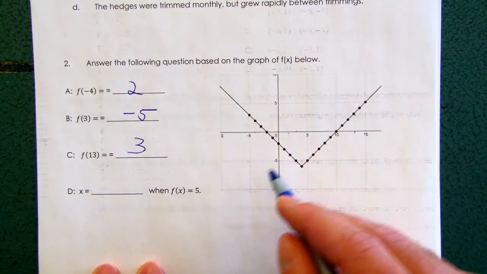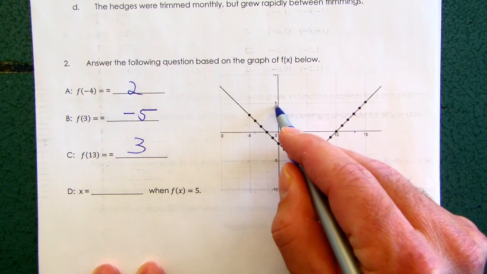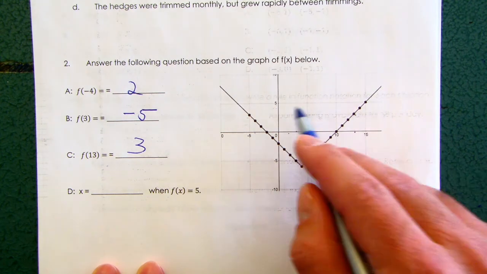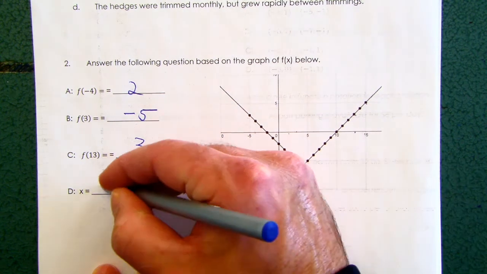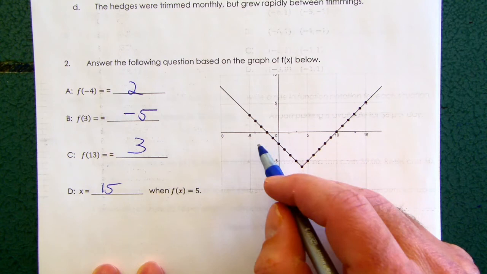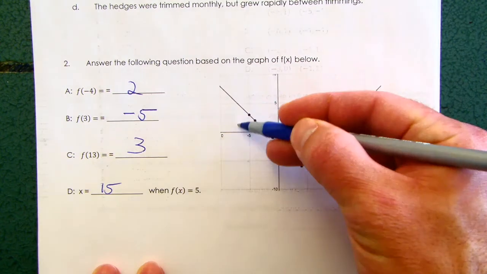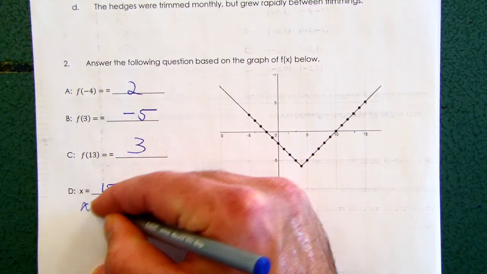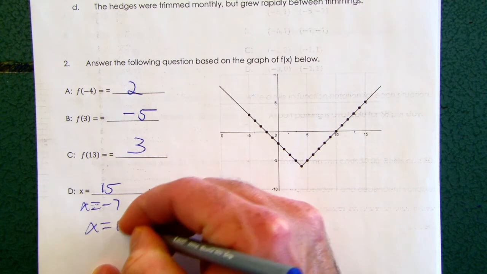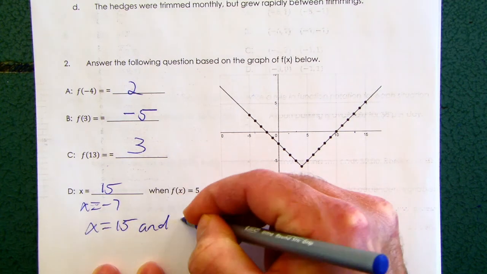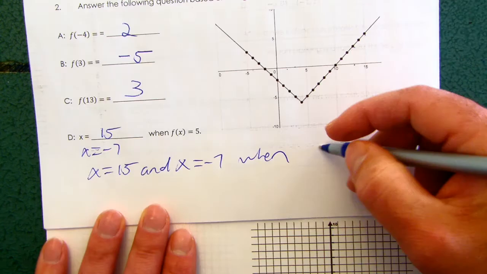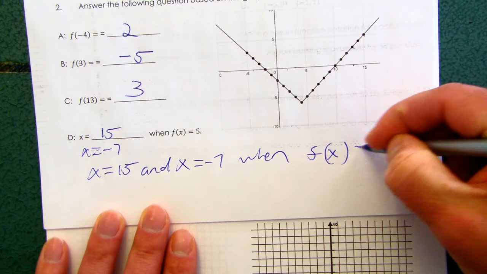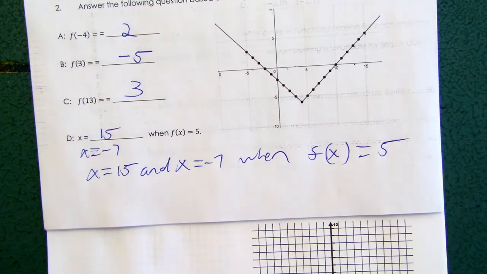So when f of x is 5, so that's up here, so actually we have 2 values. You're checking out the y first, and then you're going down to the x. It would be x equals 15, and over here would be -7. So x equals 15 and x equals -7 when f of x is 5 there.